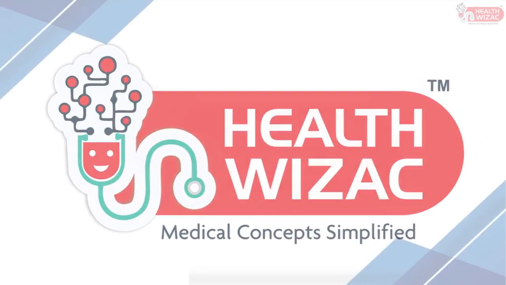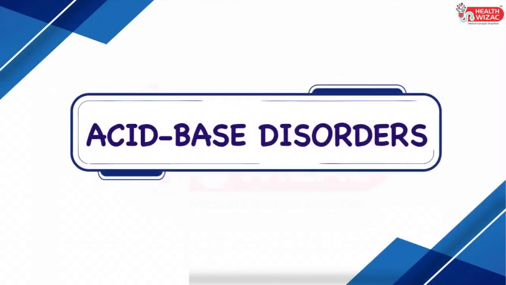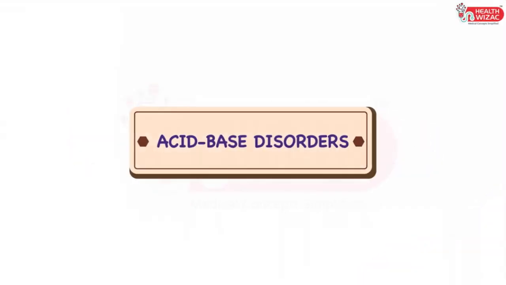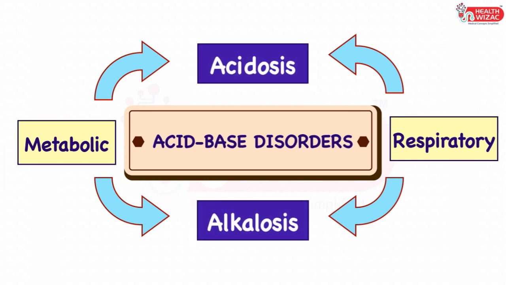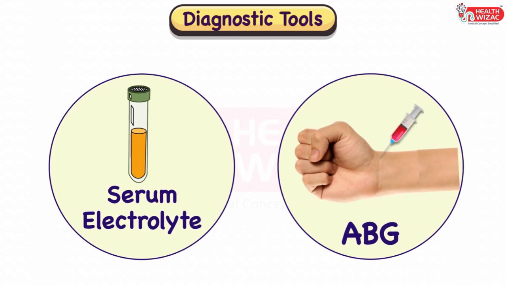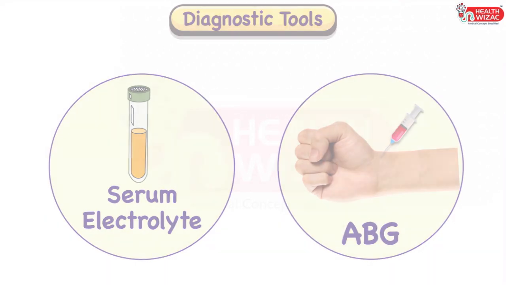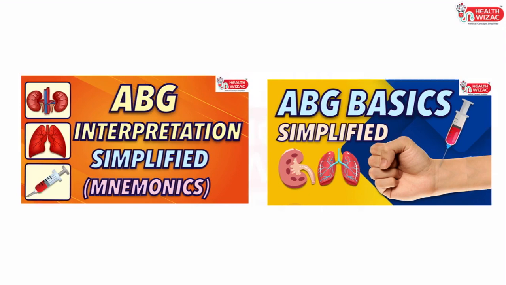In this video, we will learn about acid-base disorders. Acid-base disorders are generally of four types: metabolic acidosis, alkalosis, and respiratory acidosis, alkalosis. The main diagnostic tools to diagnose them include ABG and electrolyte test. To understand ABG basics and ABG interpretation in detail, please click on the I button at the right top corner of the screen or click the link given in the description below.